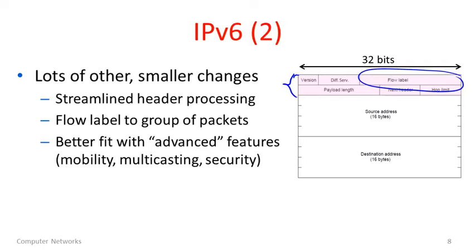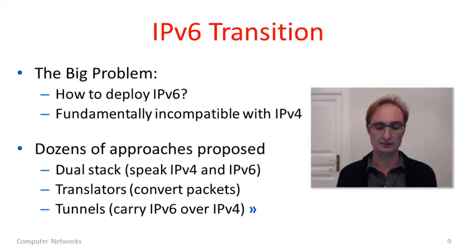And finally, IPv6 has a better fit with some of these advanced features. Now, I'm not going to go into all of the details here. The point I would just make is that over time, lots of experience has been gained in the internet with how to implement mobility, different kinds of multicasting. That's sort of like a cross between unicast and broadcast, so a packet is sent to a group, and a little bit extra security. Those learnings have been incorporated into IP just to sort of make the fit between these features and IP a little smoother. So this is basically what IPv6 looks like.